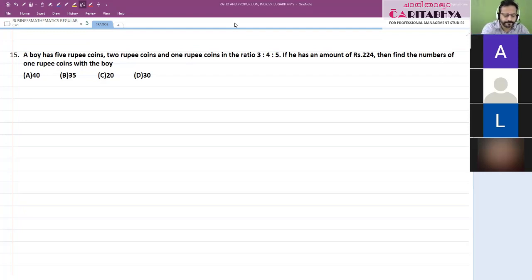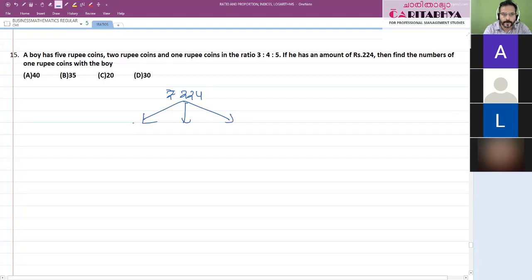Get your answer. So then a question. Rupees 224 is to be divided into 5 rupee coins, 2 rupee coins and 1 rupee coin in the ratio 3:4:5. So that means 3x 5 rupee coins, 4x 2 rupee coins, 5x 1 rupee coins. Okay.